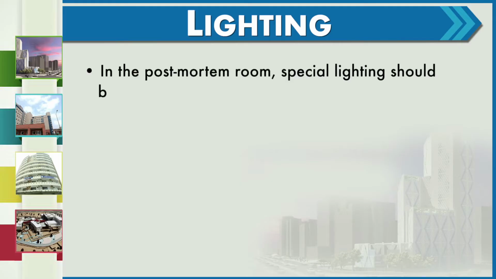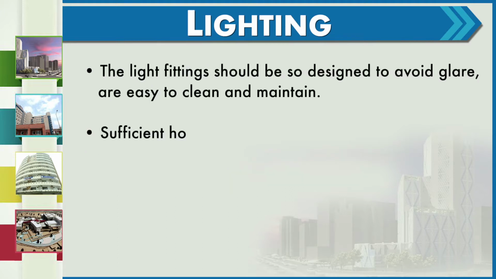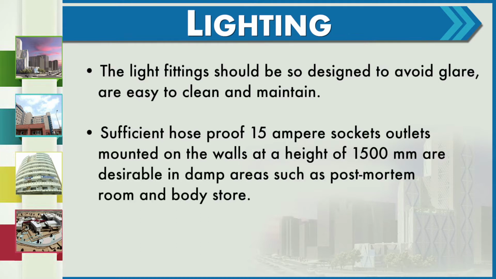Lighting. In the postmortem room, special lighting should be provided to ensure adequate illumination of postmortem tables. Care should be taken to ensure that lighting is satisfactory for color identification. The light fittings should be so designed to avoid glare, and be easy to clean and maintain. Sufficient hose-proof 15 ampere sockets, outlets mounted on walls at a height of 1500 mm are desirable in damp areas such as postmortem room and body store.